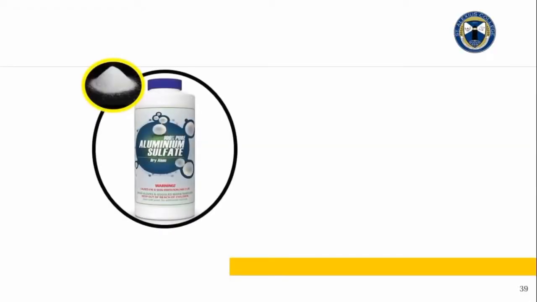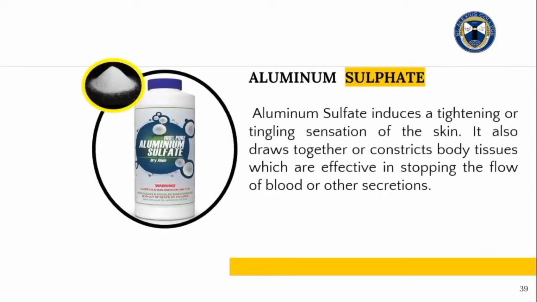Next is the aluminum sulfate. The aluminum sulfate induces a tightening or tingling sensation of the skin. It also draws together or constricts body tissues, which is effective in controlling the flow of blood or other secretions. So this is the example of the aluminum sulfate, and this is the chemical formula of the aluminum sulfate.